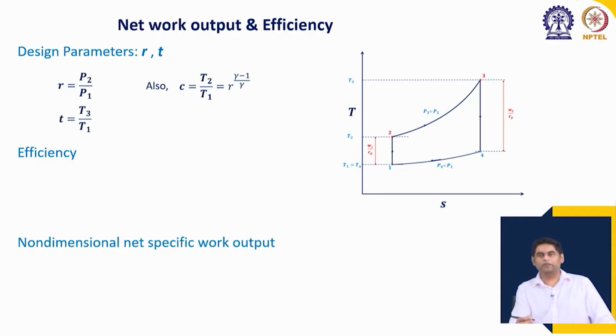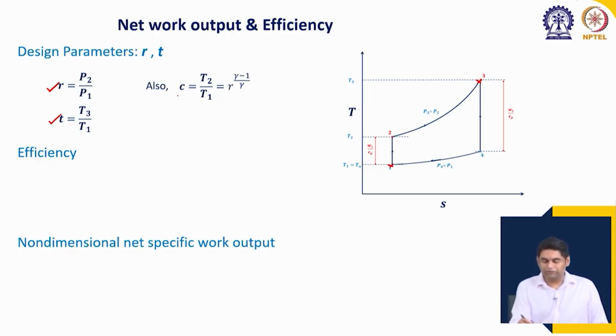So, what are design parameters? Design parameters are parameters which are defined before starting the design of a gas turbine. For this industrial gas turbine, there are 2 major design parameters. One is the pressure ratio R, which is the pressure ratio across the compressor. Second is the temperature ratio T, which is the ratio of the maximum temperature, which occurs at the inlet of the turbine, to the minimum temperature, which occurs at the inlet to the compressor. So, these are the 2 main design parameters.